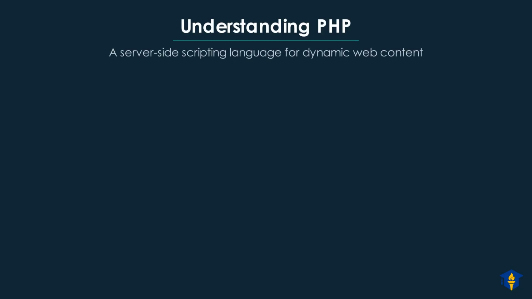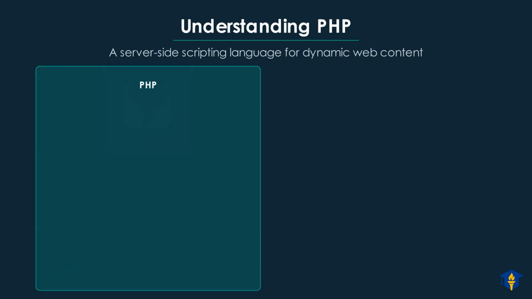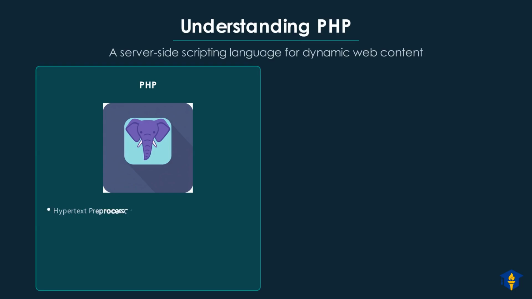PHP is a powerful server-side scripting language primarily used for creating dynamic and interactive web content. Okay, let's dive into the core concepts of PHP, starting with its full name and purpose. PHP, which stands for Hypertext Preprocessor, is a versatile scripting language specifically designed for web development. Importantly, PHP executes all its code directly on the server rather than within the user's browser. After processing, the server sends the results, usually in HTML format, back to the client's browser.